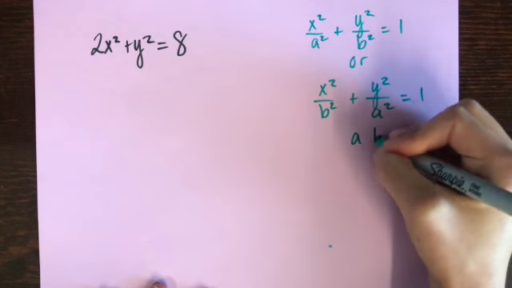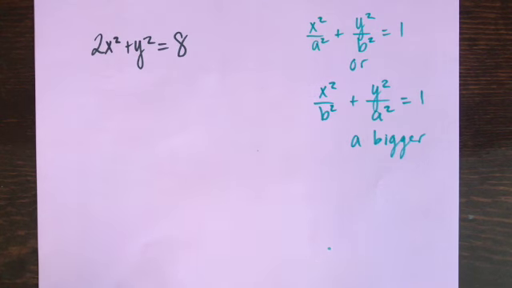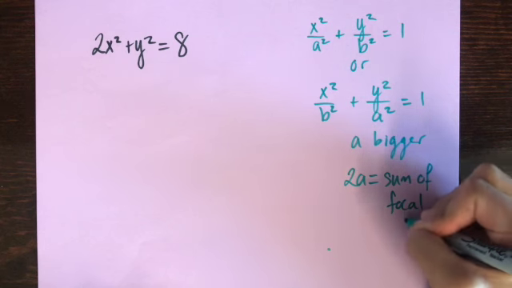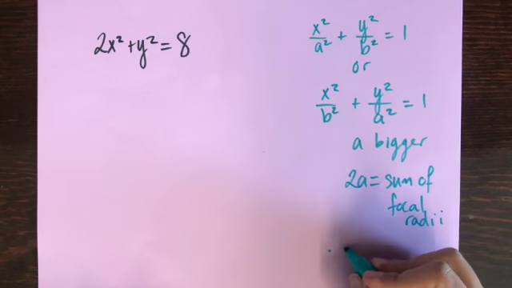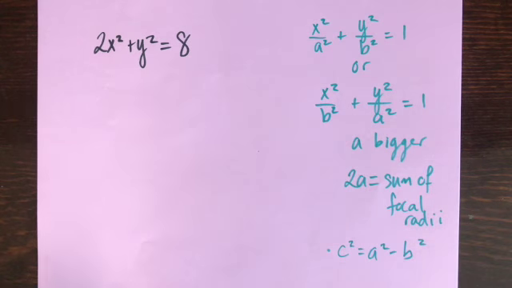Now these shapes are going to look different, right? But a is always going to be the bigger number. So always think of the bigger number being a, right? Where 2a is going to be the sum of the focal radii, and then I'm going to get this equation: c squared is equal to a squared minus b squared. So this is kind of a chart that we'd have.